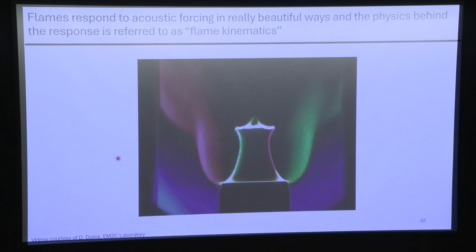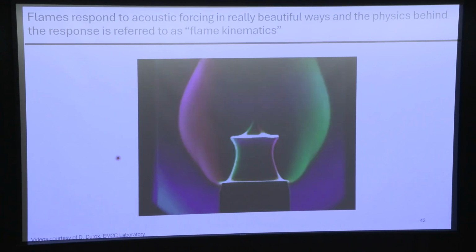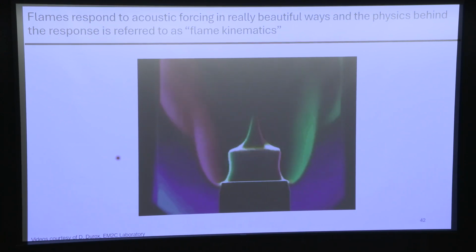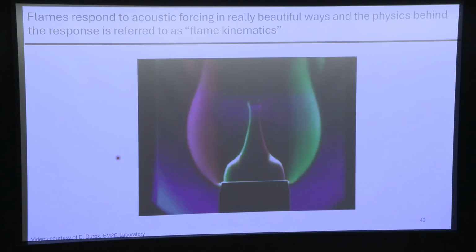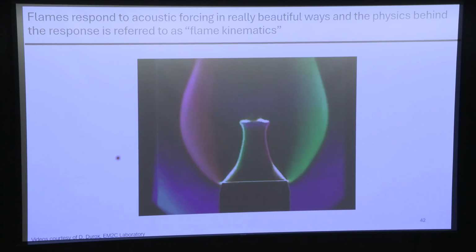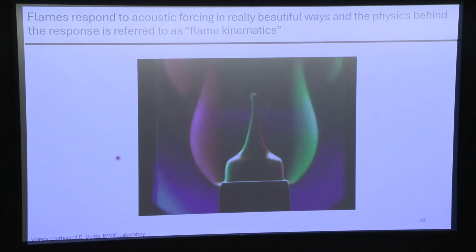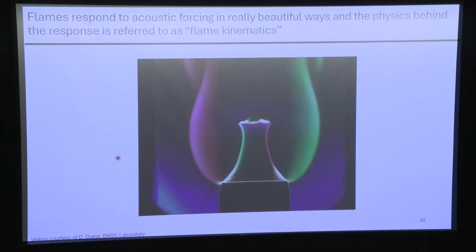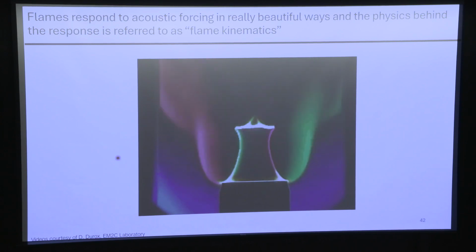So this is what it looks like, right? This is a laminar Bunsen flame being forced at 50 hertz. And you can see from this Schlieren movie that you get really nice wrinkles on the flame. And if you just imagine what's going on, the flame area is changing, which means that your heat release rate is changing. And that's the coupling between the acoustic fluctuation. So here you have an acoustic velocity fluctuation that's changing the flame area that then changes the heat release rate.